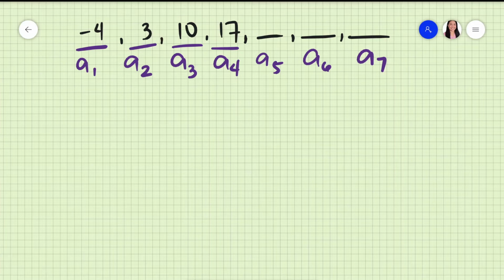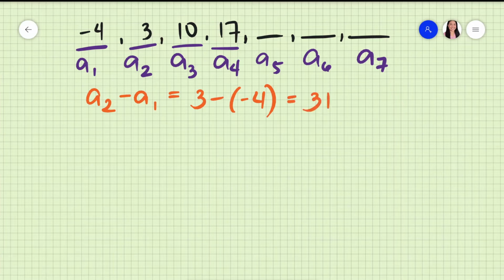Let us subtract a sub 1 from a sub 2. Substitute the value of a sub 2, which is 3, and substitute the value of a sub 1, which is negative 4. Now, perform the indicated operation. 3 minus negative 4 will become 3 plus 4. Simplify. 3 plus 4 is equal to 7.